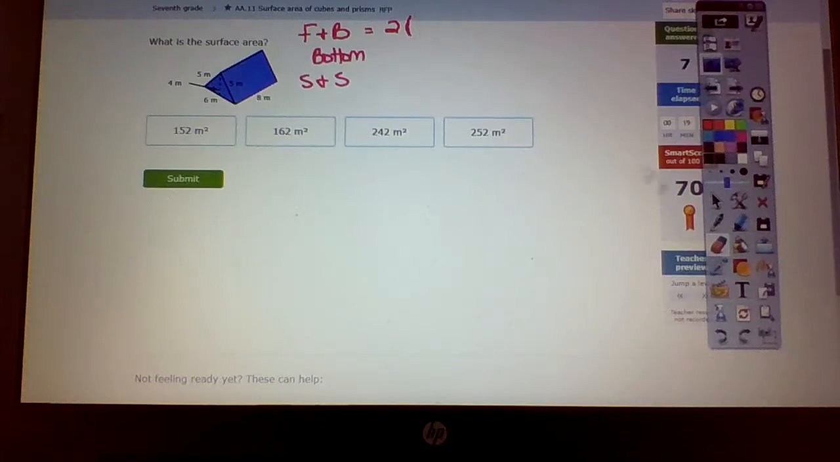That front is a triangle. So you're not going to use length times width. You're going to do 1/2 times base times height. Bottom is just, isn't that a rectangle? So it's length times width. And the sides are rectangles, but there's 2 of them. Now, be careful with this because these are different measurements.